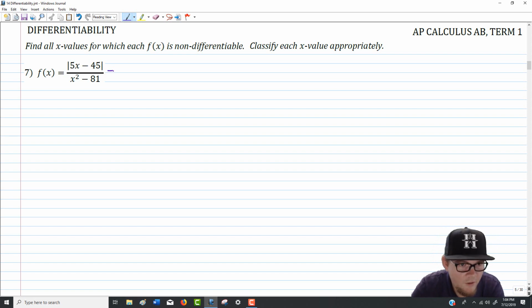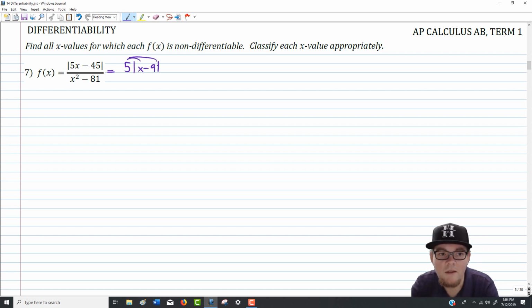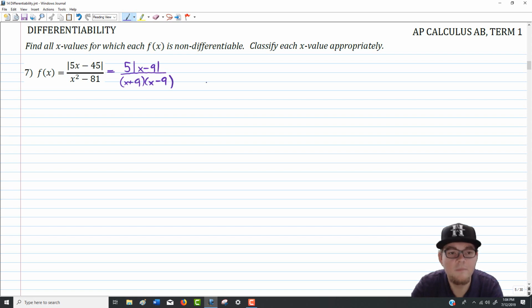For the moment, though, what I want to do is recompose this function a little bit. I want to make it a slightly different form, so that we can analyze it differently too. In my numerator, I'm going to factor out a 5. And that's okay, of course. Imagine if you didn't want to, you just distributed it back. You'd see this would be equivalent, because we pulled out a positive 5. In our denominator, that is a difference of squares that factors to x plus 9, x minus 9.